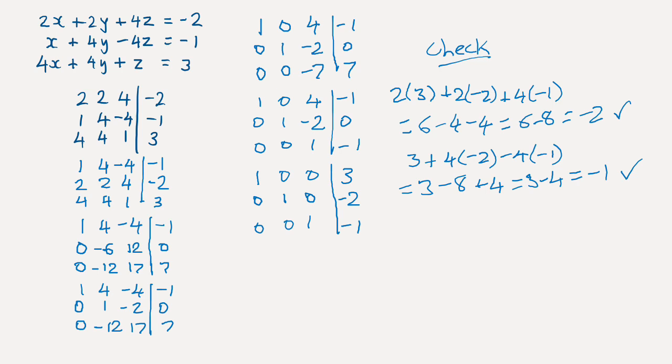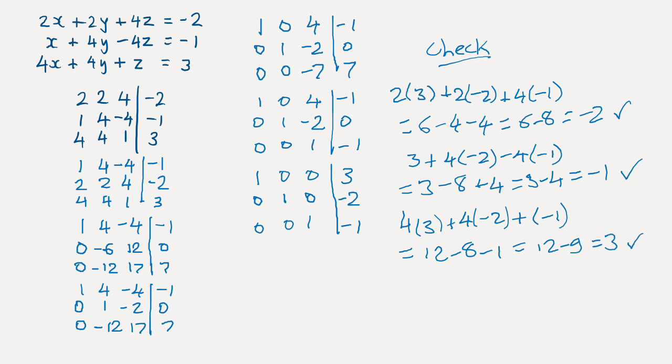And lastly, 4 times 3 plus 4 times minus 2 plus minus 1. So that's 12 minus 8 minus 1. So that's 12 minus 9. So that's 3. And that's correct as well. Okay, so it looks like we got the right solution. So that's one possibility, a unique solution.